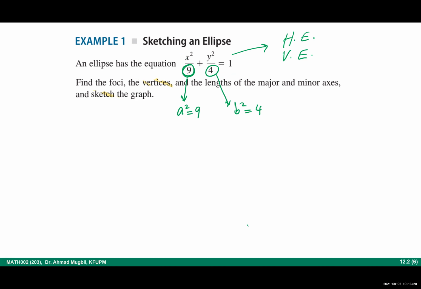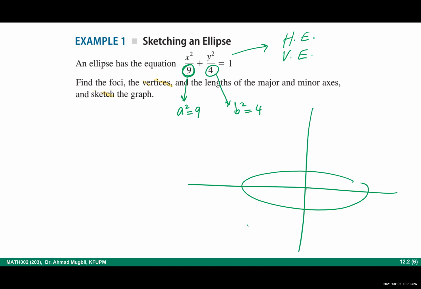So this is horizontal. This will tell me that it looks like this. My ellipse will be centered at the origin, and here we have the vertices, here we have the foci. So this is vertex number 1, vertex number 2, focus number 1, focus number 2, and this is 0. Of course, this will help me a lot. Now I know what A squared and B squared are.